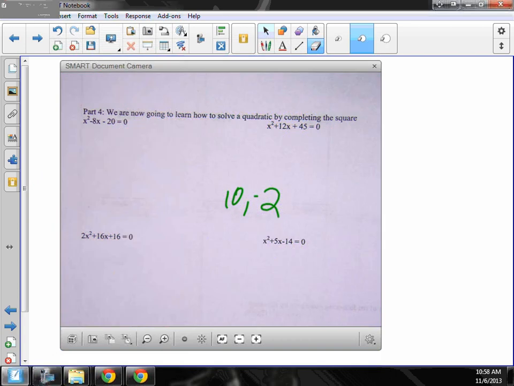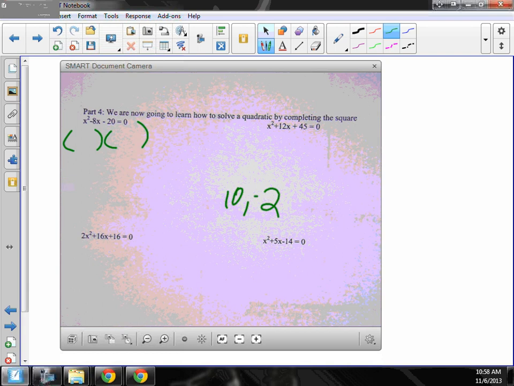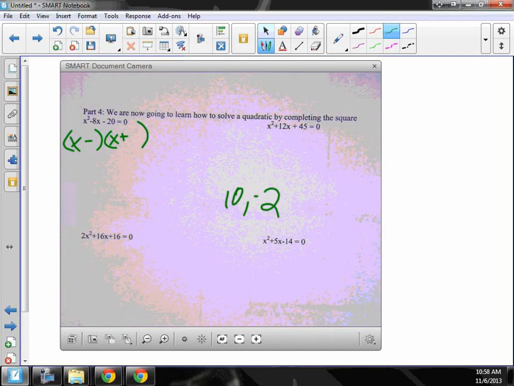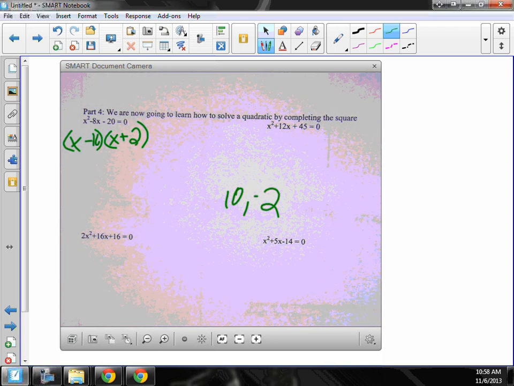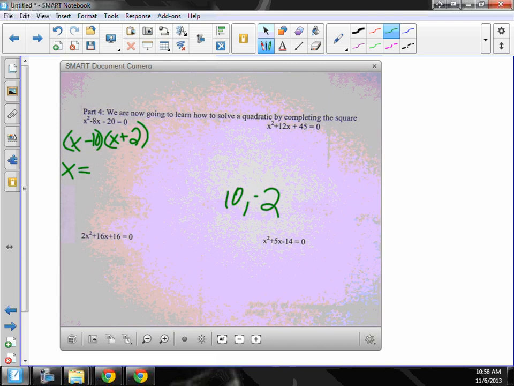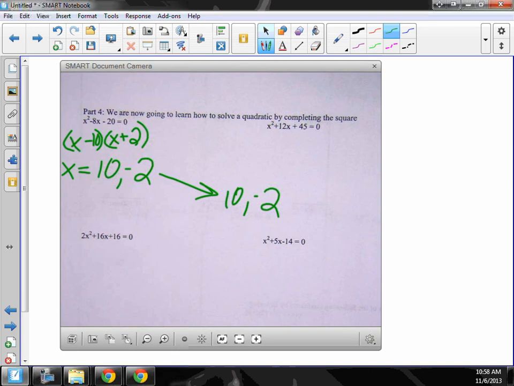All right, let's try to factor this. x minus and x plus. Can you think of two numbers that multiply to be 20 and add to be 8? 2 and negative 10. So what are my roots? 10 and negative 2. We got the same answer, doing it the easy way.